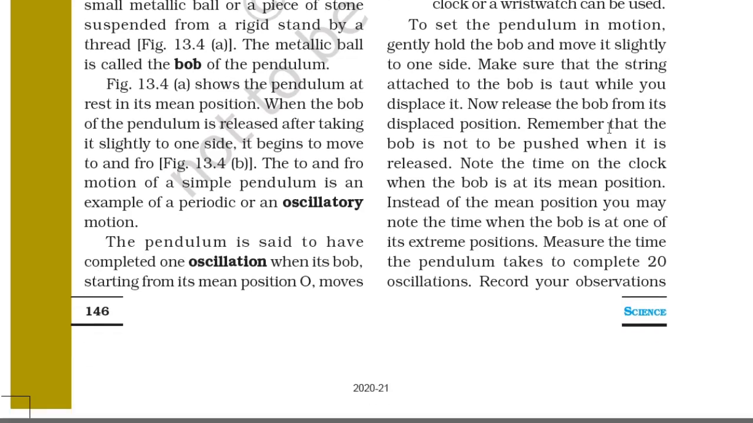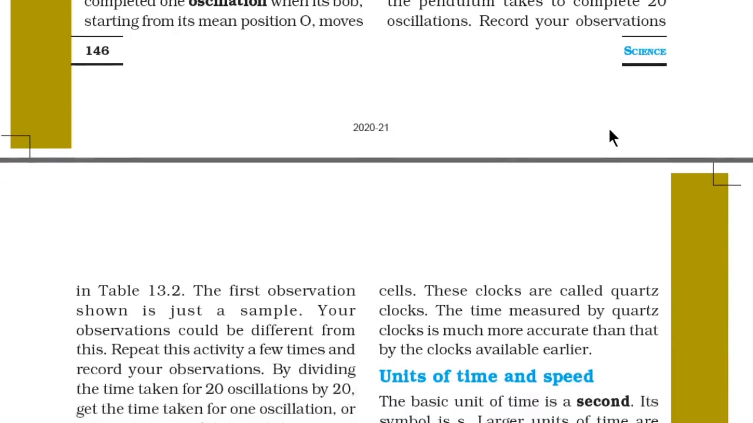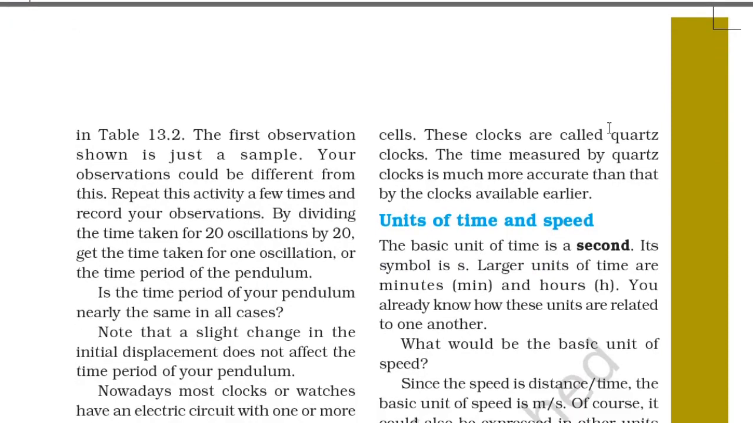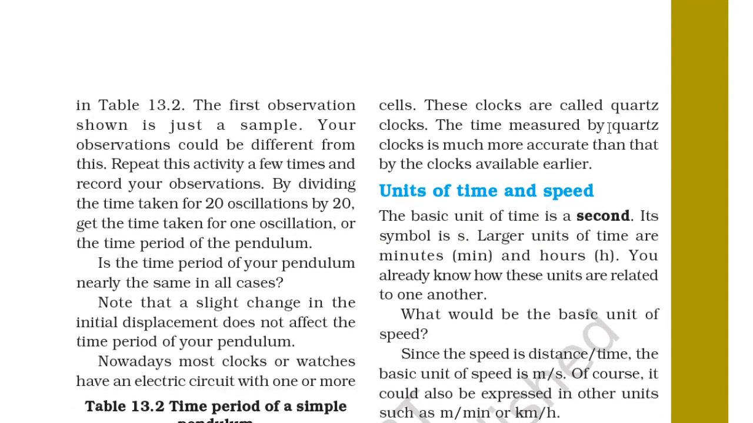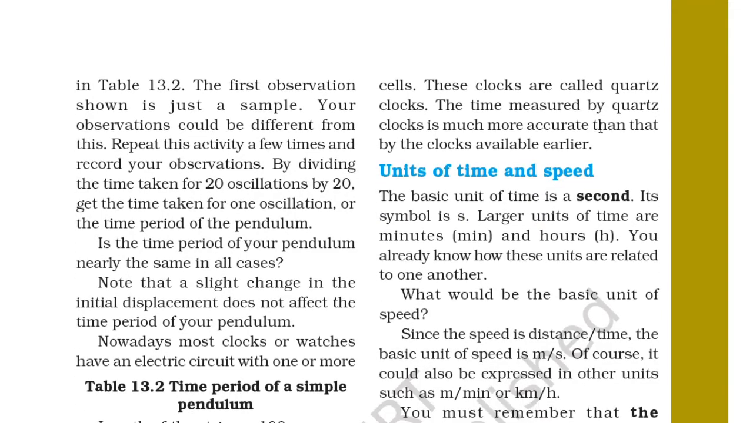Record your observation in table 13.2. The first observation shown is just a sample. Your observation could be different from this. Repeat this activity a few times and record your observations. By dividing the time taken for 20 oscillations by 20, get the time taken for one oscillation.